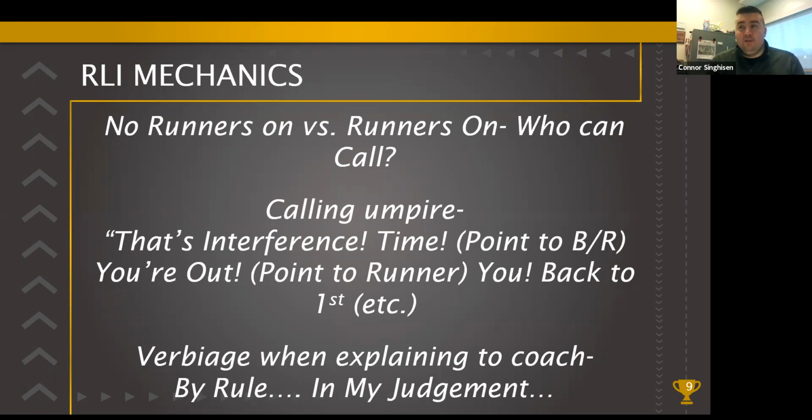If we have interference, we're going to yell and point, that's interference, time, point to the batter runner, you're out, right? Point to whatever runner, you back to first, you back to second, you back to third, whatever the case may be. Okay. We want to do this before we do anything else. So we want to call the interference, rule the batter out and show everybody, and then return the runners to their bases before that coach gets to us.